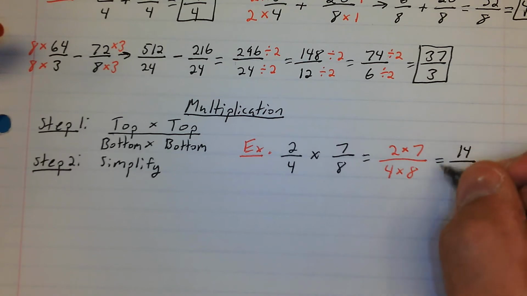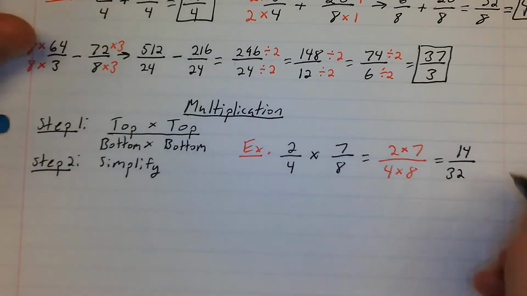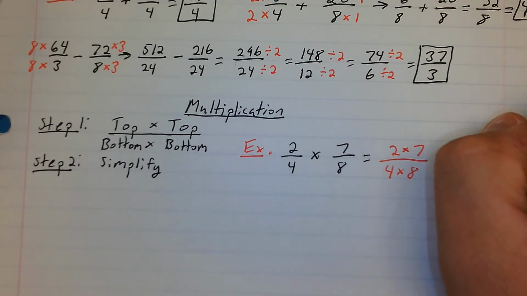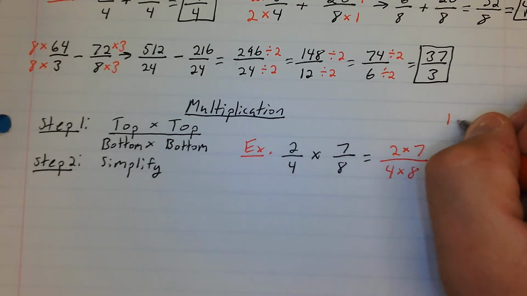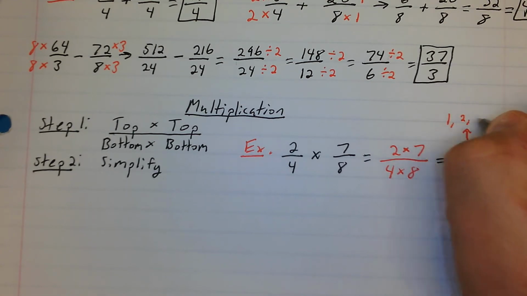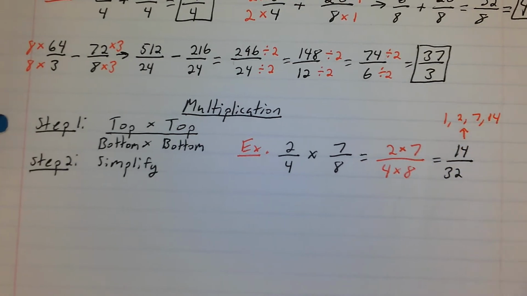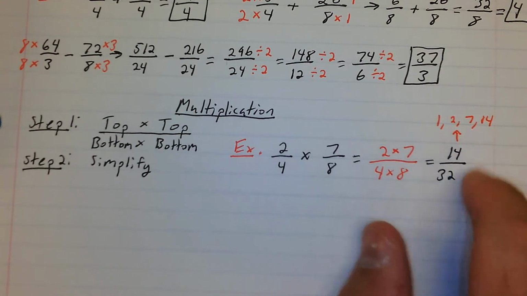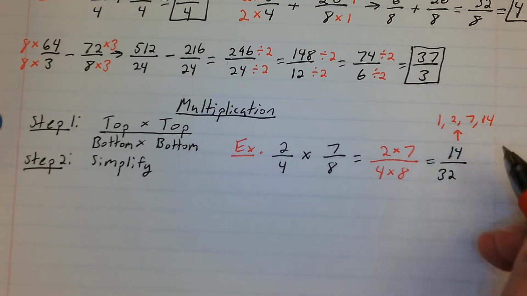Hey, look here. I can do something here. They're both even, right? So I can simplify this answer. That's not my most simplified answer. Well, let's think of some factors of 14, numbers that can multiply into 14. We have 1 times 14. We have 2 times 7. We'll have 7 times 2, or 14 times 1. So my factors are 1, 2, 7, and 14.